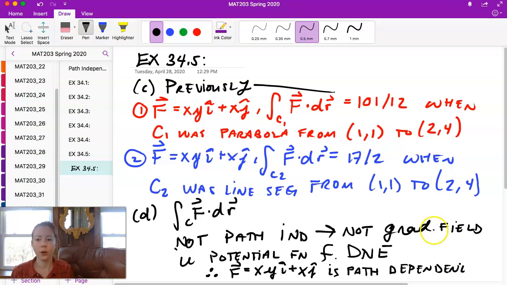All right. So we are going to talk about path dependence, a really short lecture, next time. And then finally, we're going to learn how to evaluate that using Green's theorem in our final lecture of the semester.